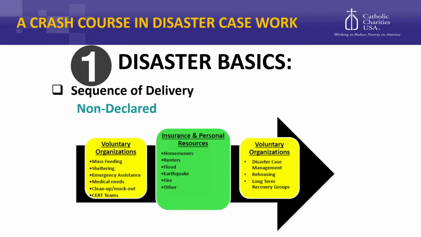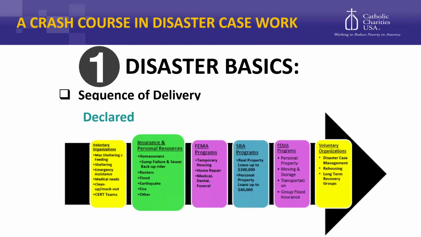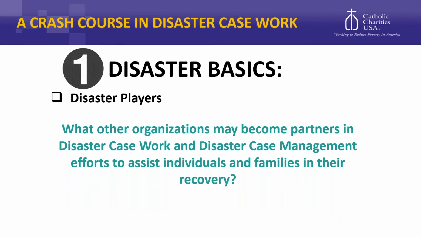Let's take a look at a declared disaster. So just like prior, you've got your 2 yellow boxes, which are the voluntary organizations at the beginning and at the end. You also have insurance and personal resources, but now with a declared disaster, you have additional resources in the form of FEMA and SBA loan programs. So more resources, but what is the same is that it always starts with voluntary organizations and it ends with voluntary organizations.